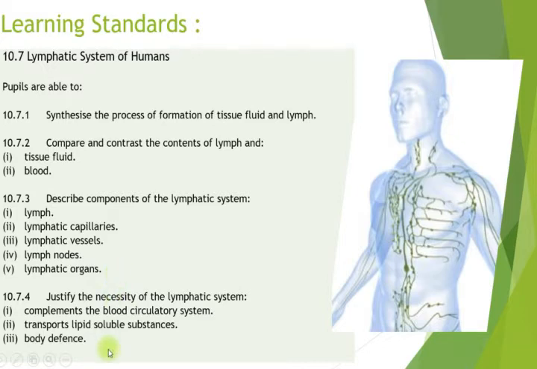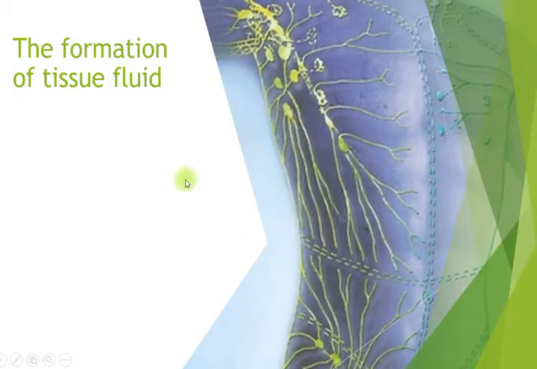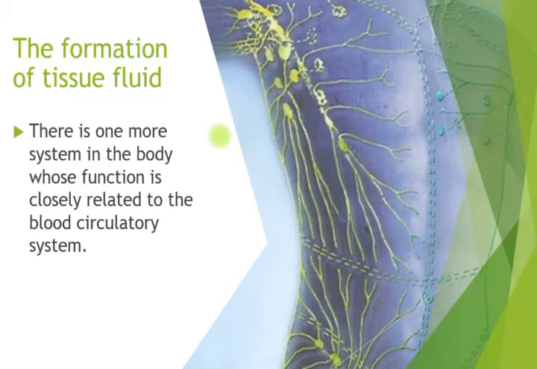And the last one, justify the necessity of the lymphatic system that complements the blood circulatory system and also transports the lipid-soluble substances and also acts as a body defense. Alright, that is the learning standard that you have to cover for today. Now we go to the formation of the tissue fluid. So what is a tissue fluid?